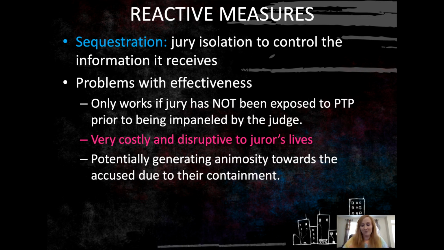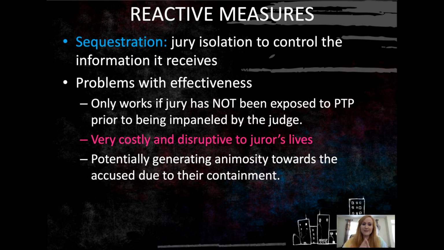Another one that we have a problem with implementing is sequestration. We're going to sequester the jury. We're going to put you in a little box. We're going to isolate you and contain you from everybody and everything else so that you are not influenced. So essentially, jury isolation or quarantine to control the information that the jury receives. Wow, that's a bold move, and we have some problems.